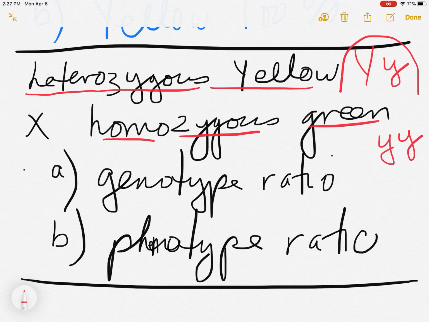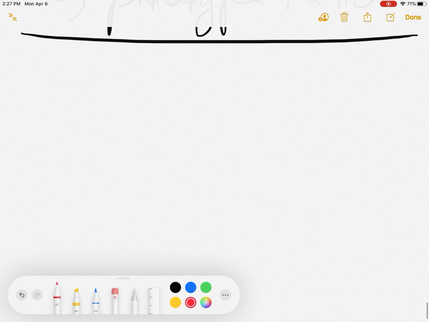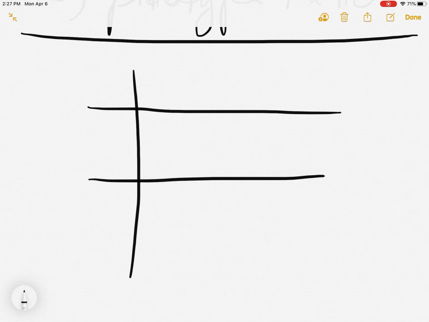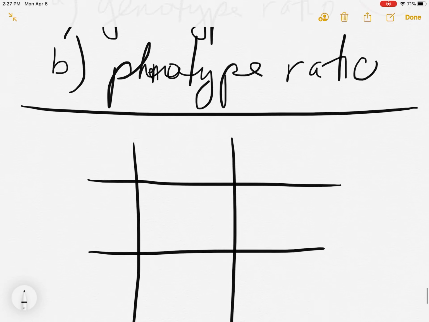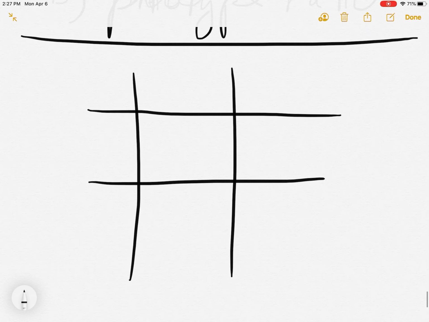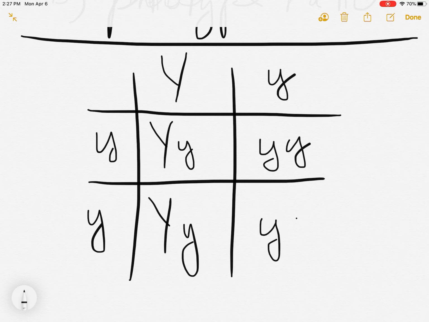So now we have to make a Punnett square using these two. We're going to cross those two. Okay, so I'll just go back to double check. We have a heterozygous and a homozygous recessive. So here's the heterozygous, and here's the homozygous recessive. Let's cross them. Big Y, little y, two little y's.